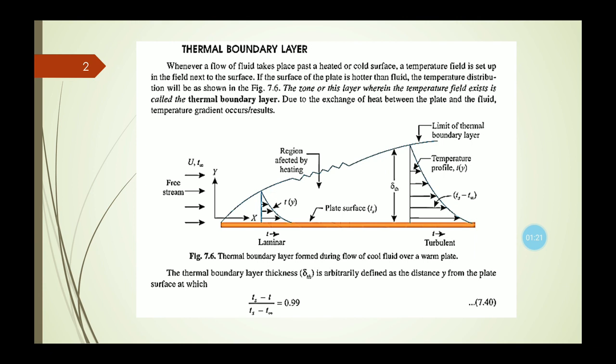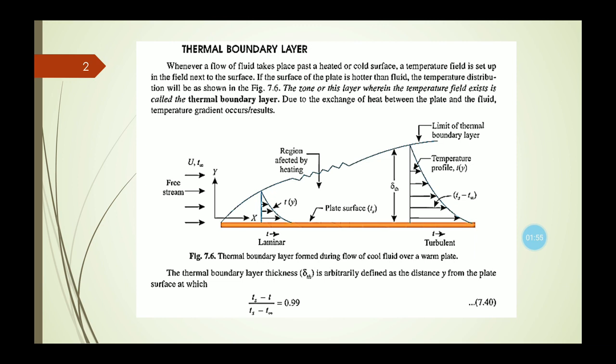So as in case of velocity boundary layer, we have seen the difference of the velocity or the velocity gradient exists, which leads to the formation of the boundary layer thickness. Now similar to that, in case of the thermal boundary layer, there will be a temperature field or the temperature gradient or the temperature difference, which will lead to the thermal boundary layer thickness. Now what is this thermal boundary layer actually?